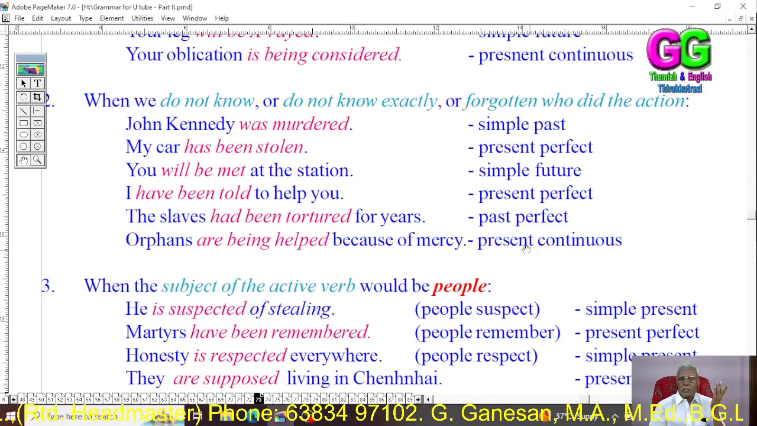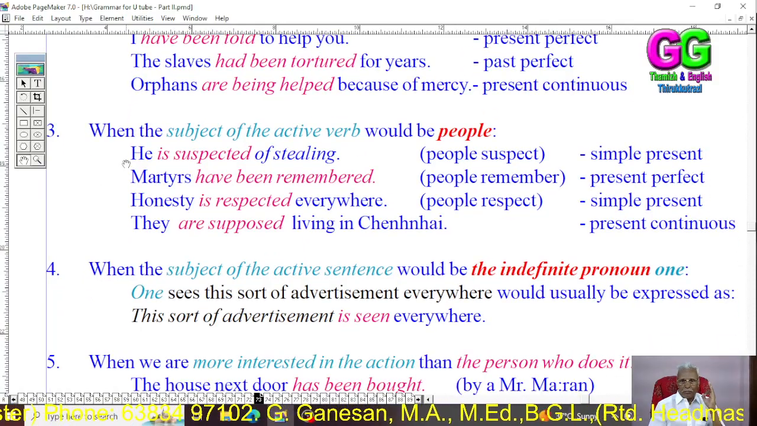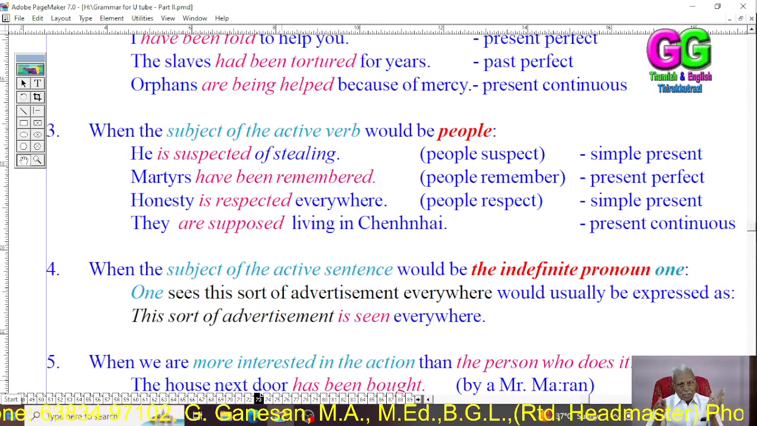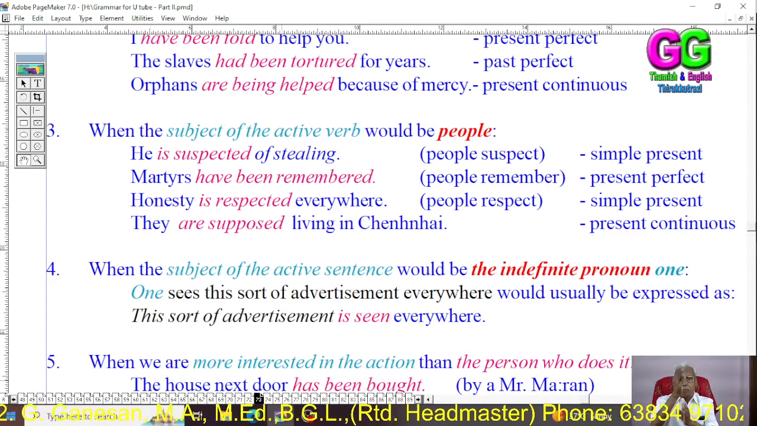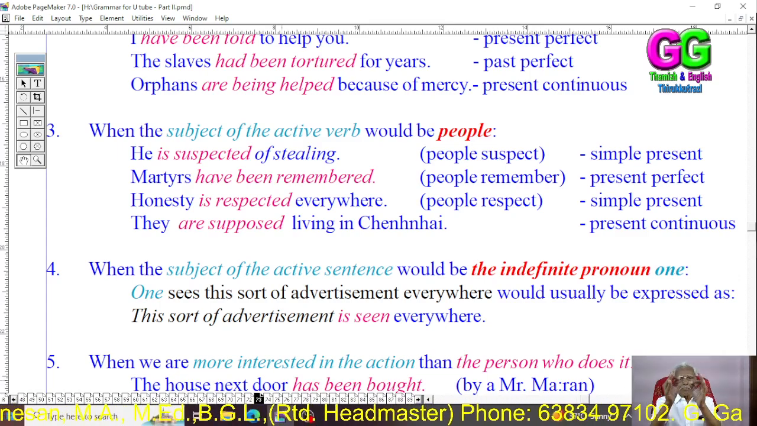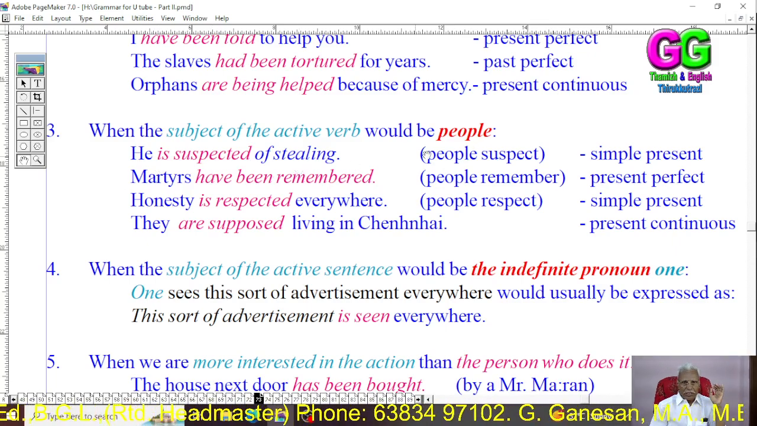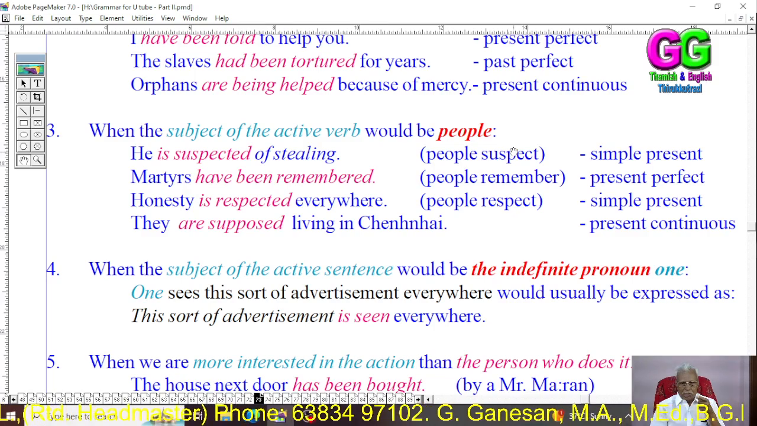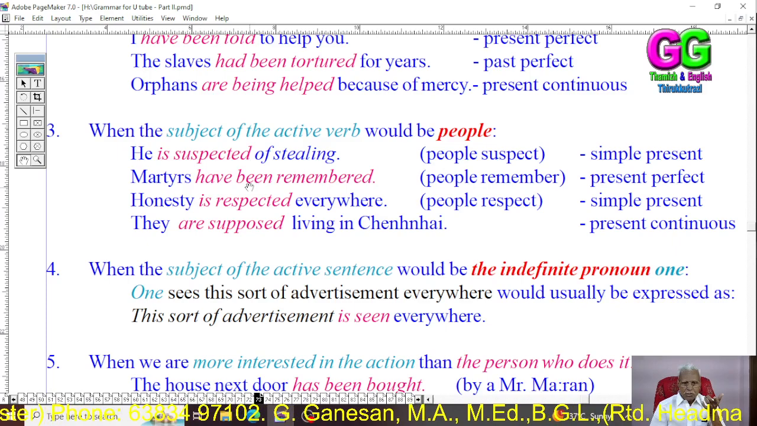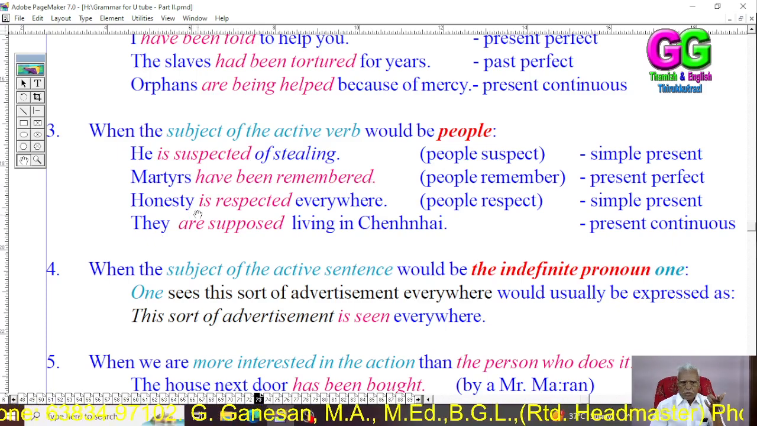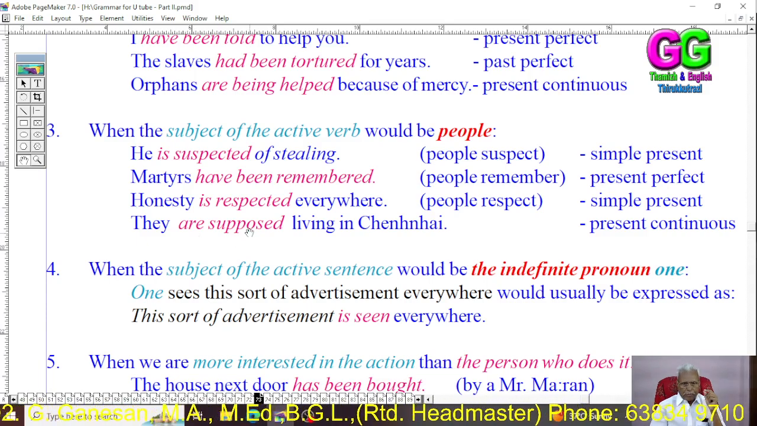I'm sorry. The third use: when the subject of the active verb would be people, it is better to use passive voice. See, people. He is suspected of stealing. People suspected him of stealing. He is suspected of stealing. Martyrs have been remembered. Honesty is respected everywhere. They are supposed to be living in Chennai.